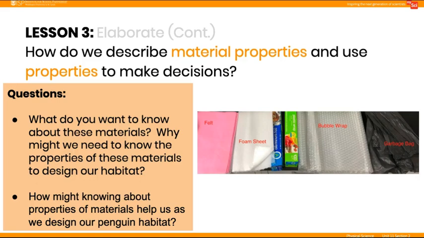Show students some of the materials they will use in their design during Lesson 5. These materials include bubble wrap, foil, felt, plastic wrap, foam sheets, and black garbage bags. Use the question prompts shown here and a think, pair, share strategy to help students discuss properties of these materials.